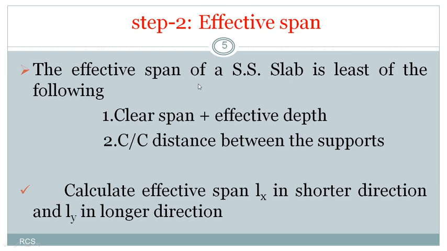Next, we have to calculate the effective span. As we are designing a simply supported slab, the effective span will be considered as the minimum of two criteria. The first criterion is clear span plus effective depth. The second criterion is the center to center distance between the supports. Among those, the minimum value will be considered as the effective length in that particular direction. Similarly, we can calculate the effective span in the Lx direction and in the Ly direction also.